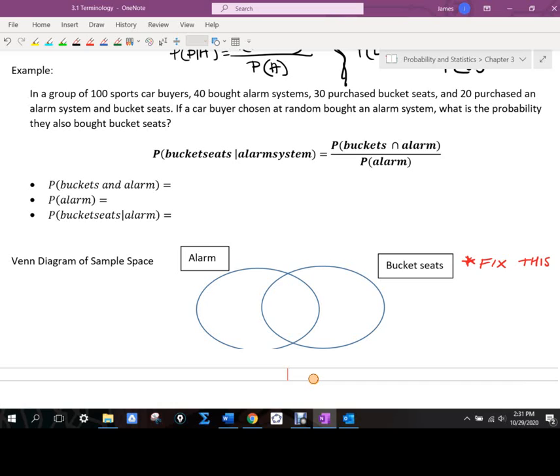So in a group of 100 sports car buyers, 40 bought alarm systems, 30 purchased bucket seats, and 20 purchased an alarm system and bucket seats. If a car buyer chosen at random bought an alarm system, what is the probability they also bought bucket seats?